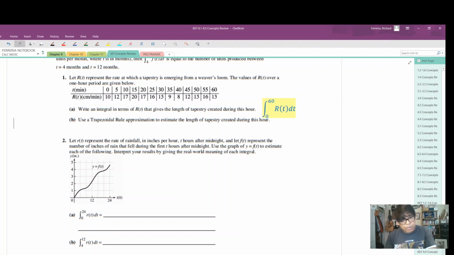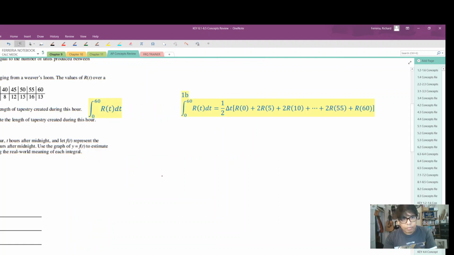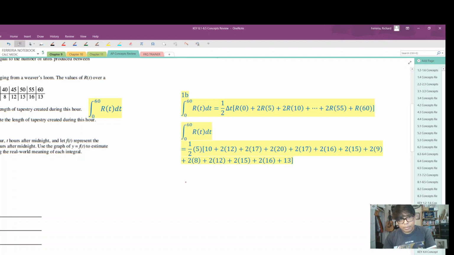The first thing you're going to do is write down the trapezoidal rule. There we go. Notice you have the 1/2 out there in the front, 1/2 delta t, and all of the interior terms are multiplied by 2, and the first term and the last term are not multiplied by 2 at all. Now we're going to substitute all of our numbers into place. This proves to be a really long calculation, as you notice. I think there are 13 terms in there. That's really long.